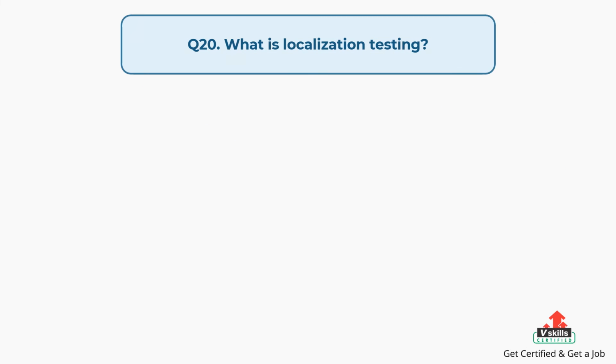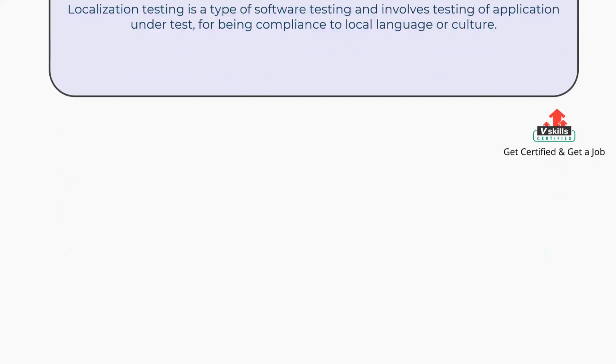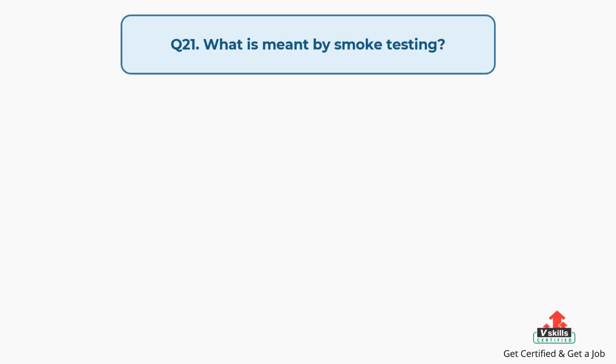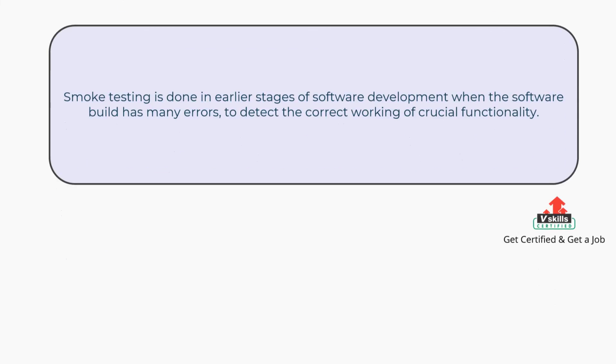Question number 20. What is localization testing? The answer is localization testing is a type of software testing and involves testing of the application under test, for being compliant to local language or culture. Question number 21. What is meant by smoke testing? The answer is smoke testing is done in earlier stages of software development when the software build has many errors, to detect the correct working of crucial functionality.